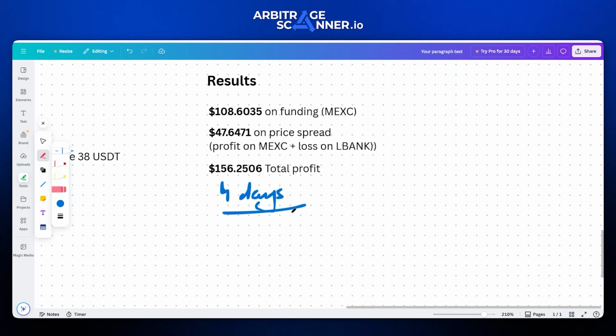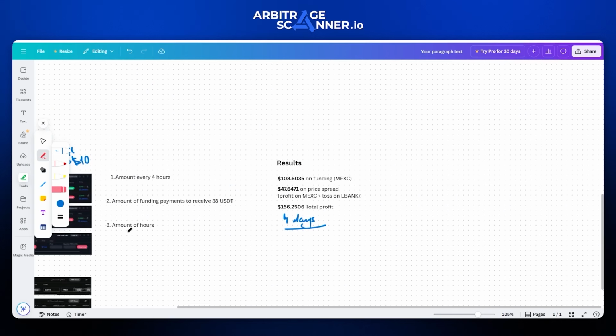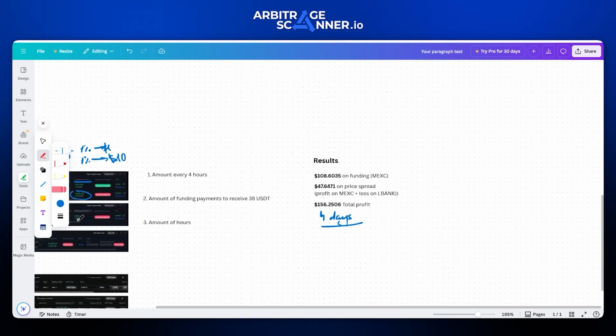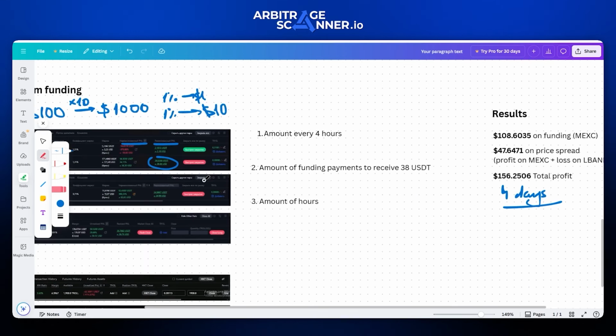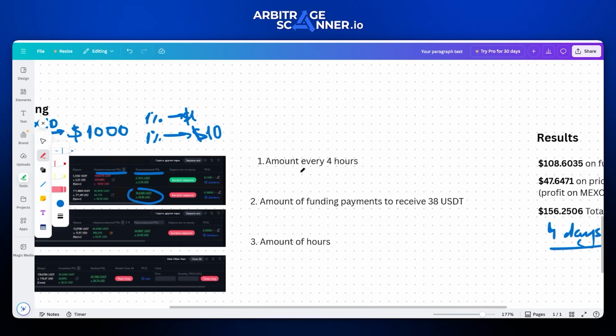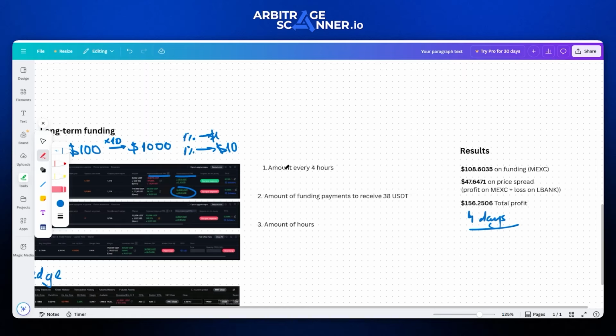Like, how do I actually know for how many days our client has been holding the position? Don't worry, because I can actually prove it to you. All we have to do in order to find out for how many days the client got such an amount of money is to do some calculations.